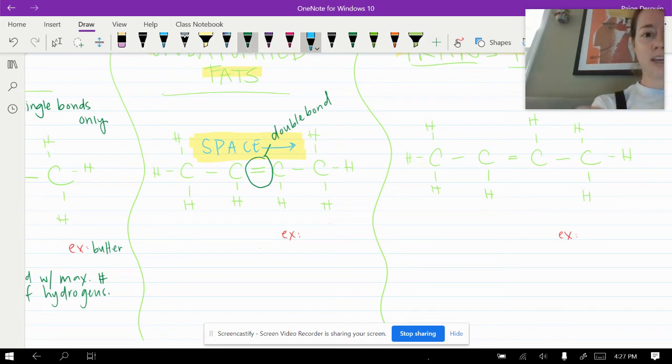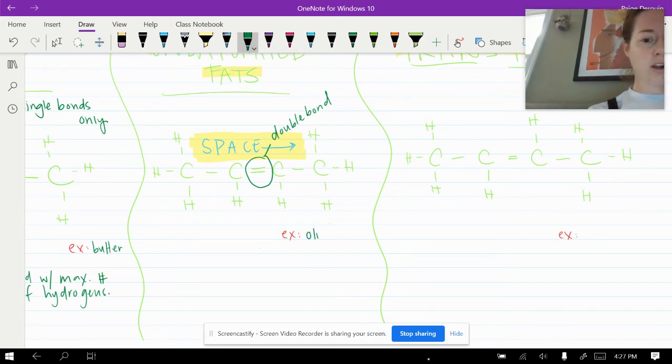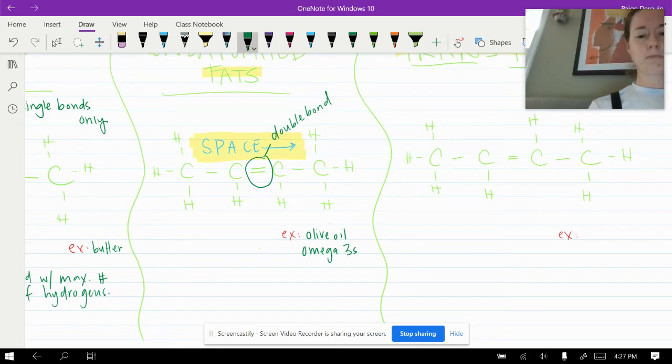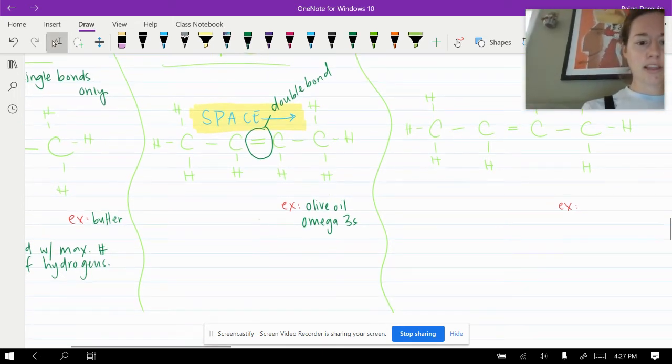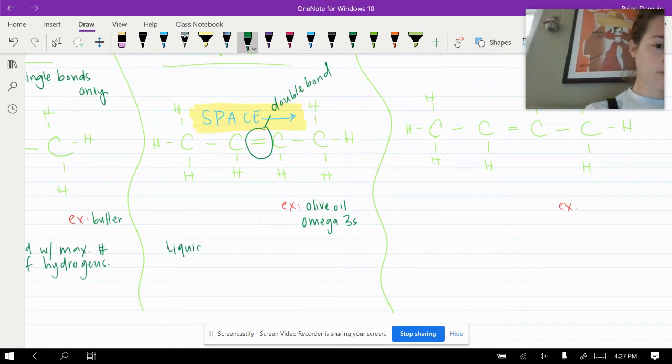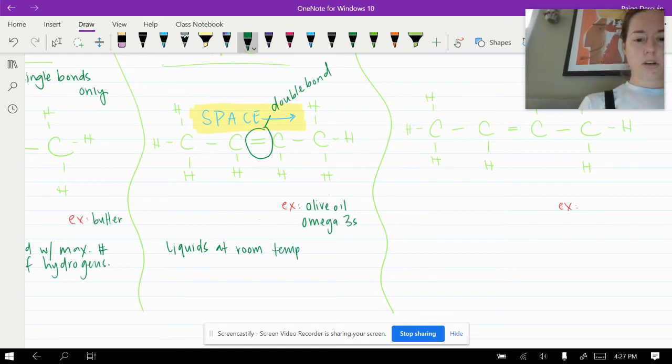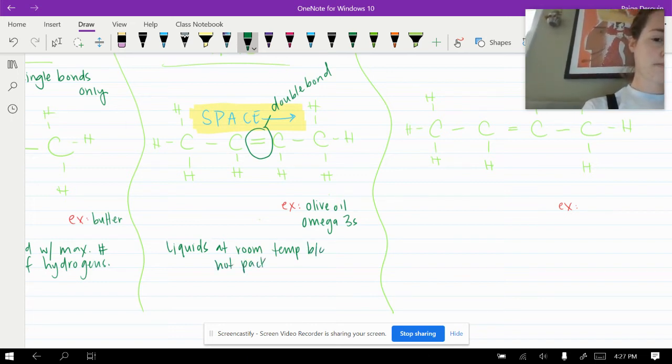So these are things like olive oil, omega 3s, and these are typically the oils and the fats that people say are good for you, that you should eat. And they're typically liquids at room temp because they're not packed as tightly.